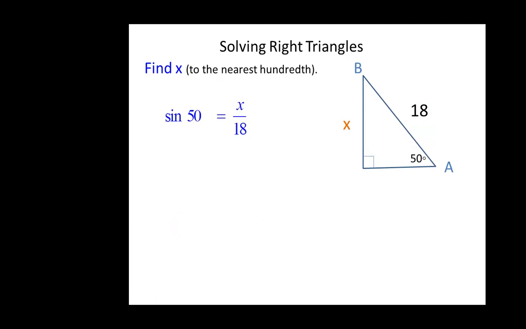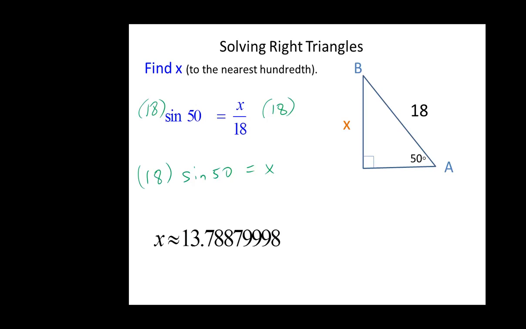So here we are. To solve this, I'm going to clear the fractions by multiplying both sides by 18. And that gives me 18 times the sine of 50 equals x. You're going to go ahead and now work that out on your calculator. And depending on your calculator, the keystrokes may be different. So make sure you're able to get to this answer. It's a rather long answer, but we're going to round it to the nearest hundredth.